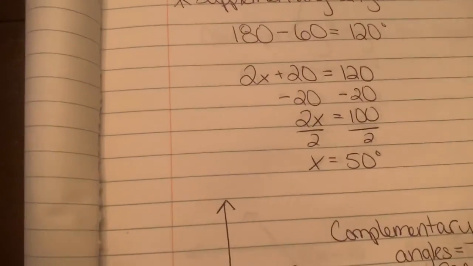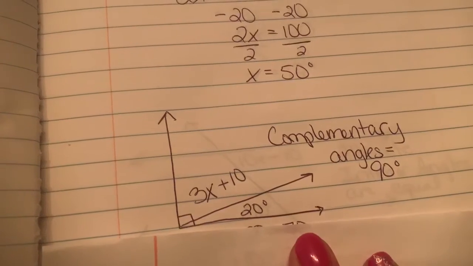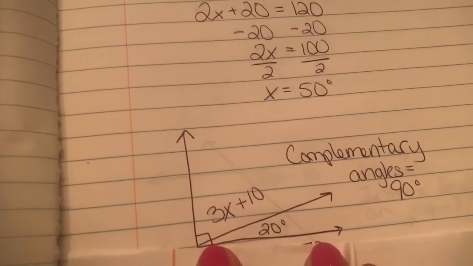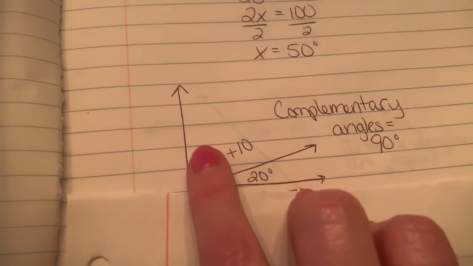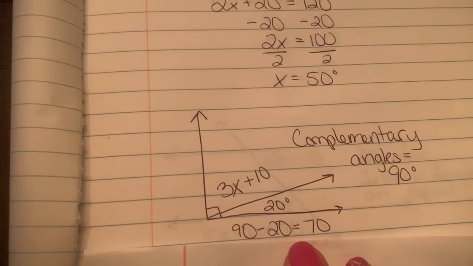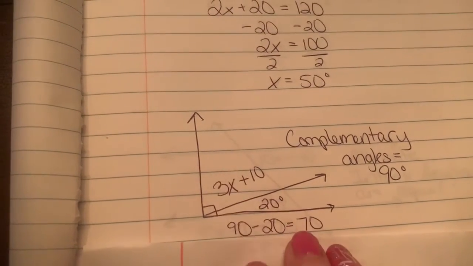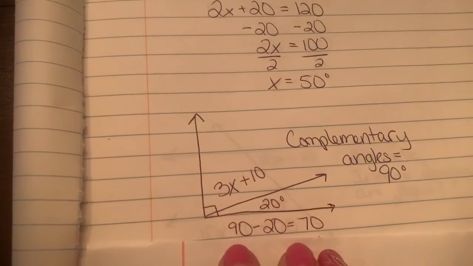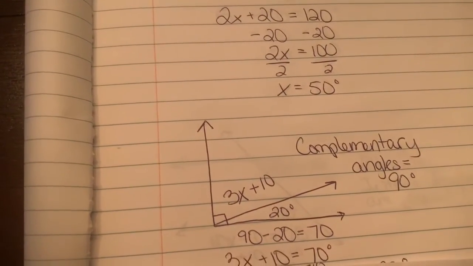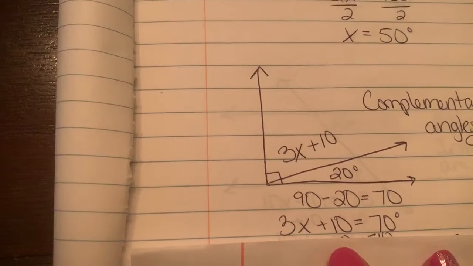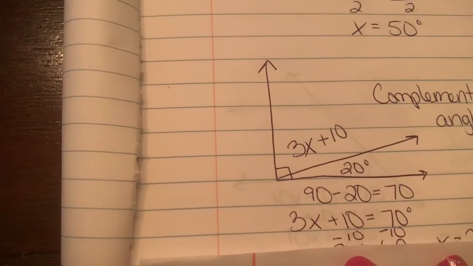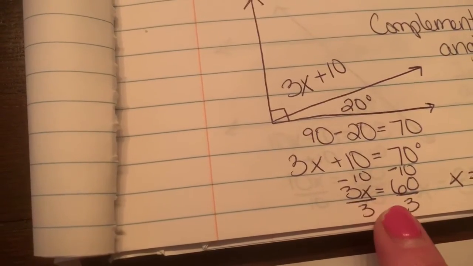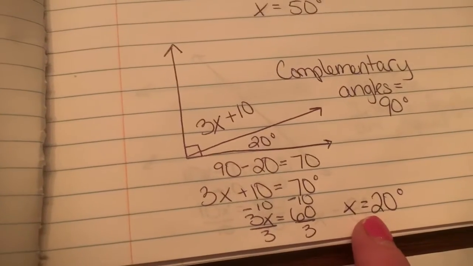I could do the same thing with complementary angles. Both of those angles together, this angle and this angle, equal 90 degrees because they're complementary. The first thing I want to do is figure out what this angle equals. If I take 90 degrees and subtract 20, I get that this angle equals 70 degrees. Then I set up the equation that this full angle equals 70 degrees: 3x plus 10 equals 70. I follow my two-step, minus 10 from both sides. I wind up with 3x equals 60, divide by 3 on both sides, and x equals 20.